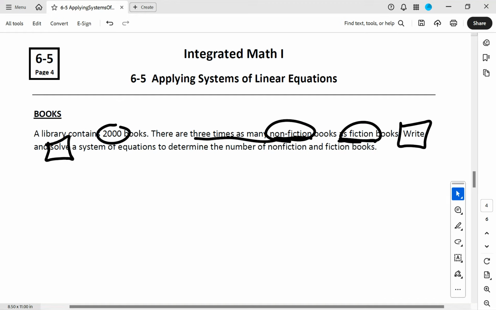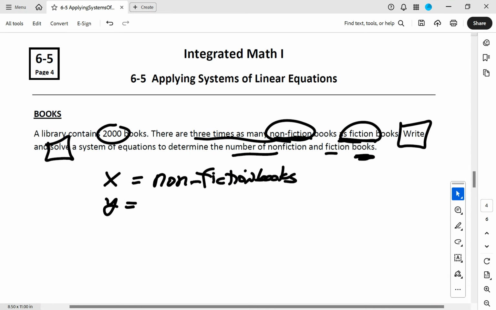So right now, first thinking about what things we don't know, we don't know the number of nonfiction or the number of fiction books. So that means those books are what will be our variables, because they're the things we're trying to find out. So I'll make X the first one of these that showed up in the problem, and that's nonfiction books. And Y is fiction books.